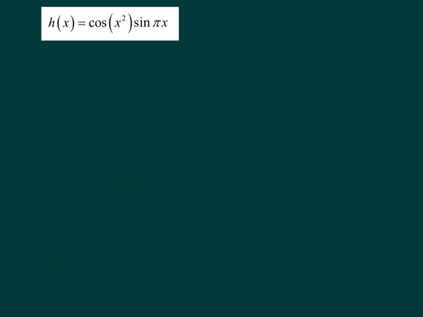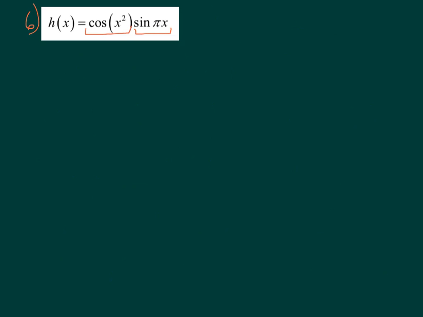Okay, this next one is another fun one. So h of x is cosine of x squared sine of pi x. Okay, so you have to recognize we have several things going on here. First of all, we have a product. Okay, we have cos of x squared times the sine of pi x. So that is the product of two functions.